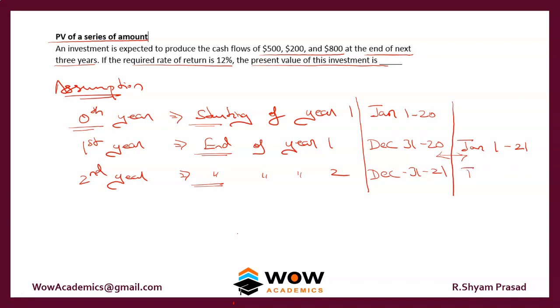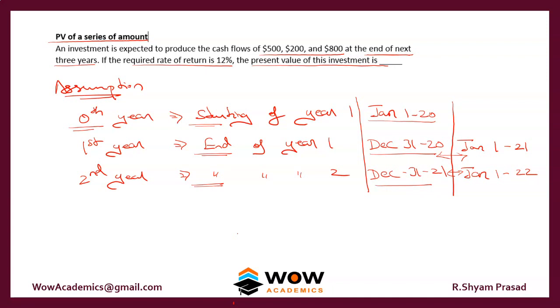So January 1st 22 is similar to this number. If a problem states that the first year cash flow is received on Jan 1 2020 and the other cash flows are received at the end of the year, then these are year 1 and year 2.